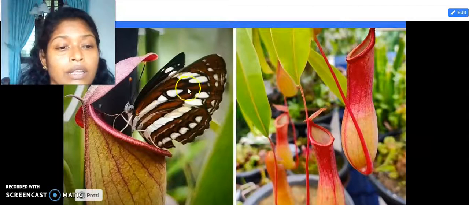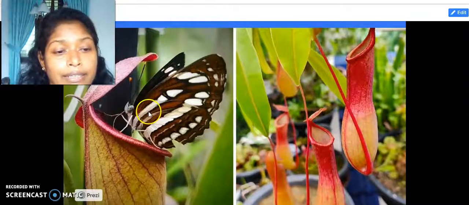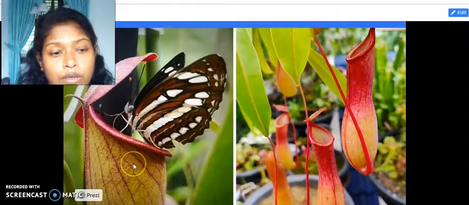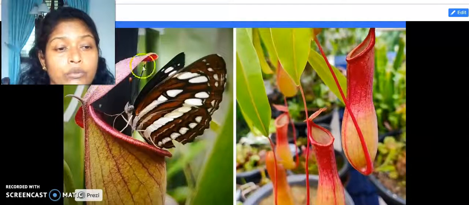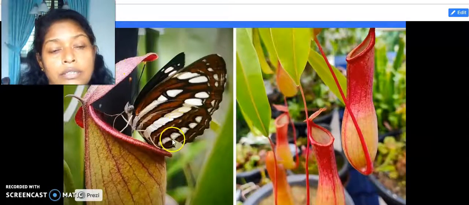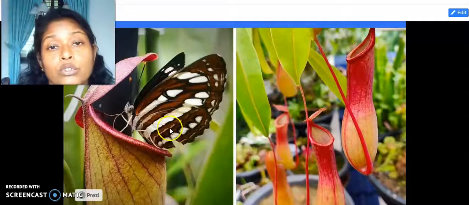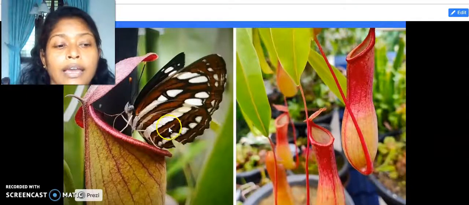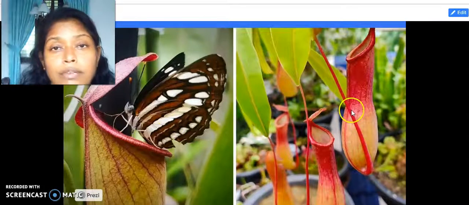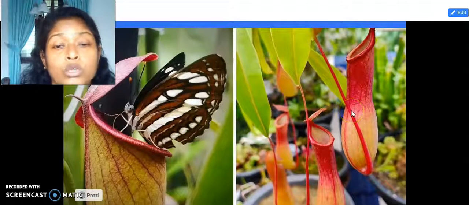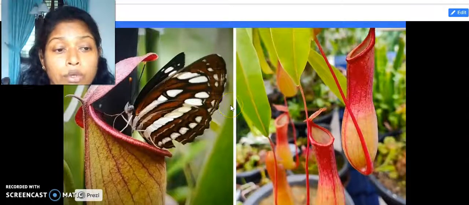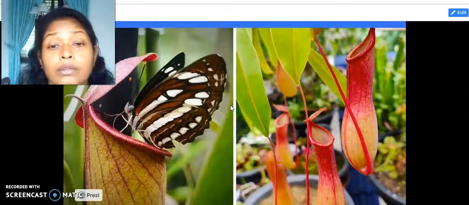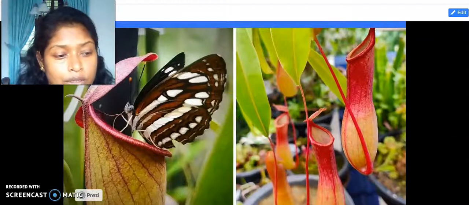Now as you can see, one insect is coming, butterfly is coming and sitting to collect the nectar in the pitcher. And as soon as it enters into the pitcher, the lid which you see here, it covers the insect, and the insect gets trapped inside it. And there are certain juices secreted by this pitcher plant which when released digest these insects, and they will absorb the nutrients from these insects and utilize it for their growth.